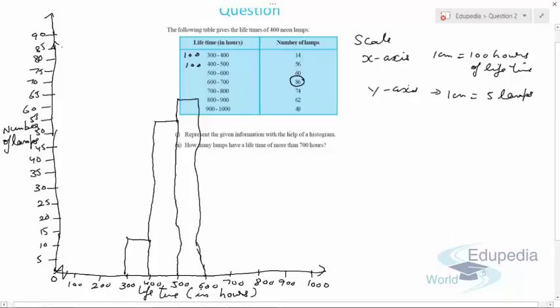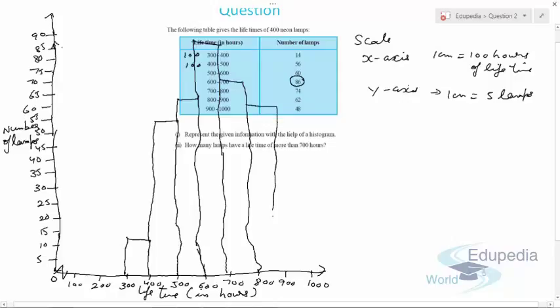Then we have 600 to 700, which is 86. So this will come somewhere over here, right? So this will be the data point. Now for 700 to 800, it is 74. So this will be the data point. Right? Then from 800 to 900, it is 62. So this will be the data point. Then for 900 to 1000, it is 48. So this will be the data point. Right? Now, this is the representation of the data with the help of a histogram.